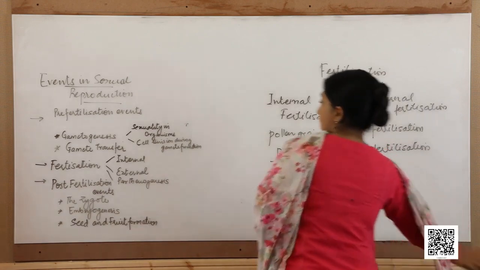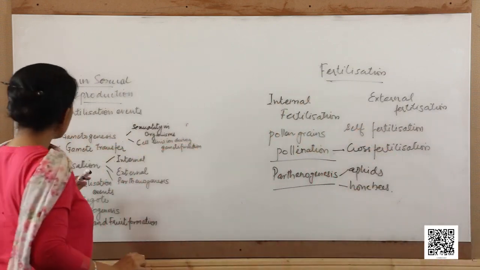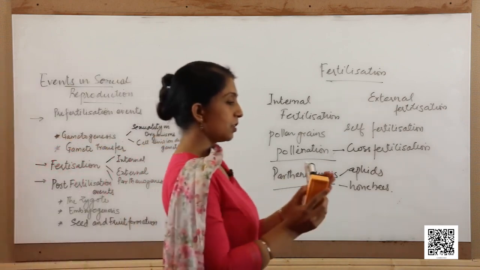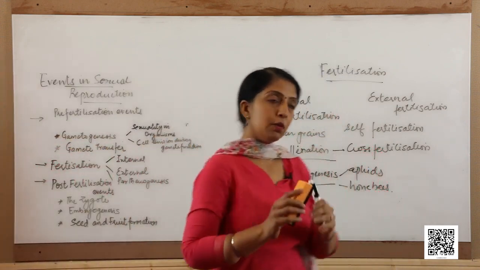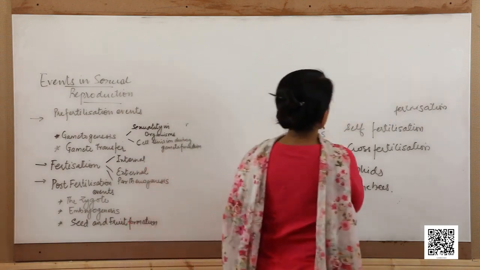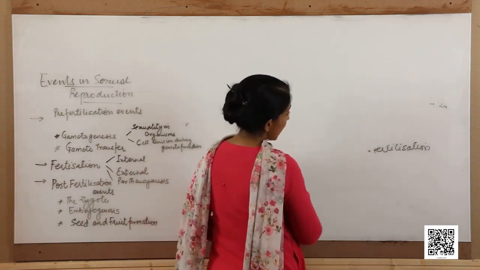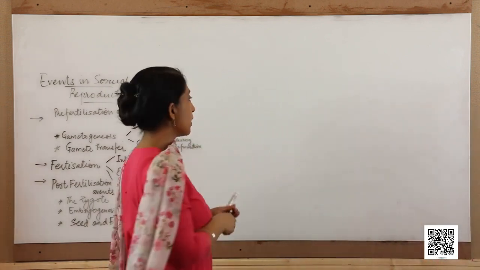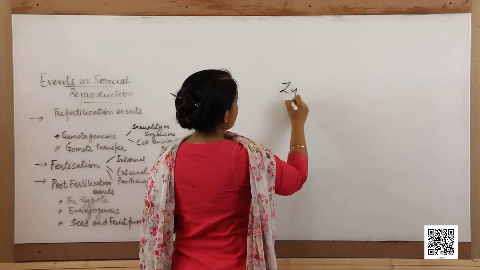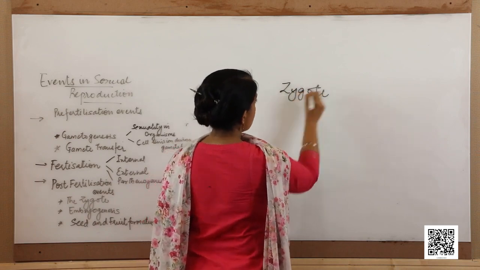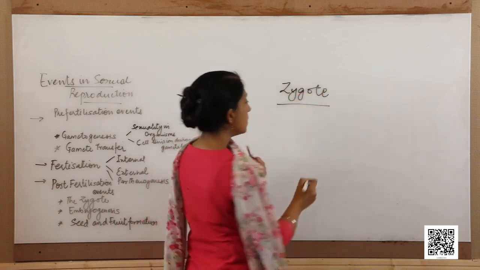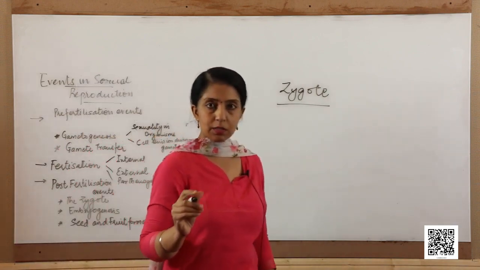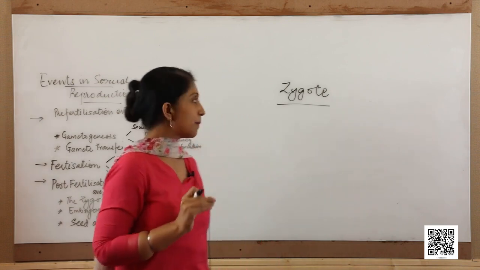Now, next we come to the post fertilization events. Fertilization has taken place. After fertilization, the two gametes fuse and they give rise to the zygote. The zygote is the most important product of sexual reproduction. Whatever the size of the individual, the zygote which is formed during sexual reproduction is single-celled in all individuals, irrespective of the size.